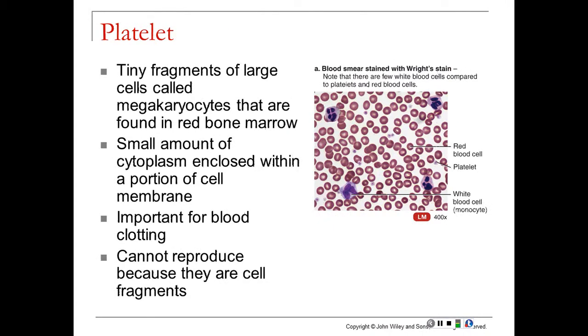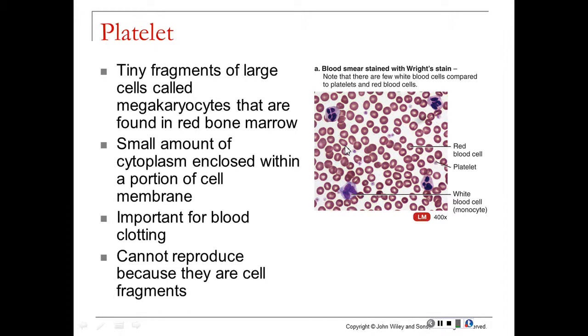Platelets are the tiny cell fragments of larger cells called megakaryocytes. Megakaryocytes are found within the red bone marrow. Basically, a small amount of cytoplasm is enclosed in a little portion of cell membrane, and that's what makes up a platelet. It's important for blood clotting. They cannot reproduce because they're only cell fragments. You can see them here in this image. They're these little teeny little specks that you see scattered amongst the larger cells.